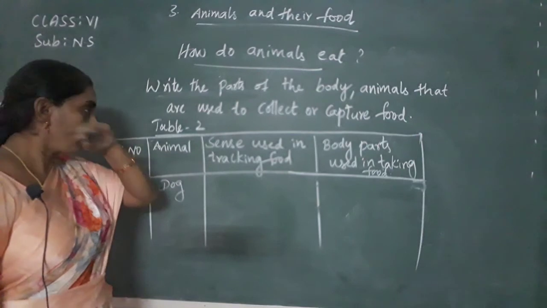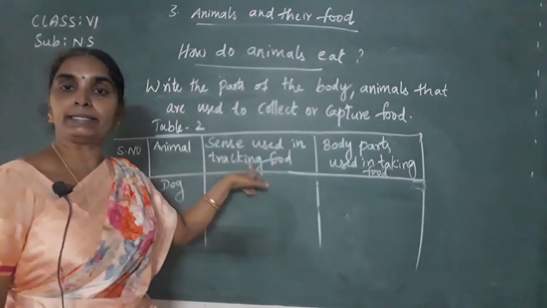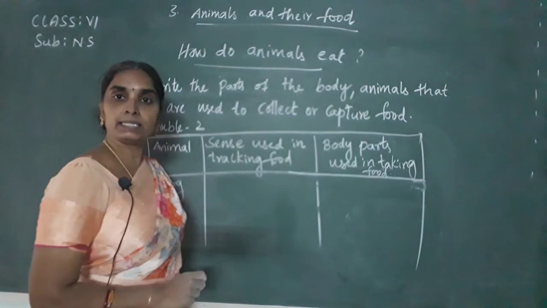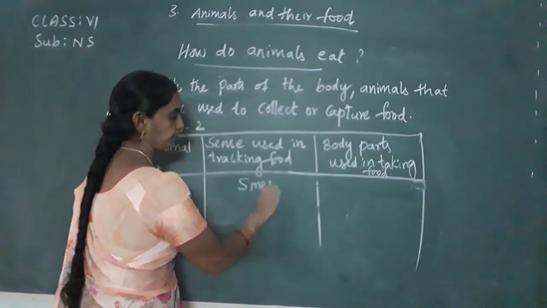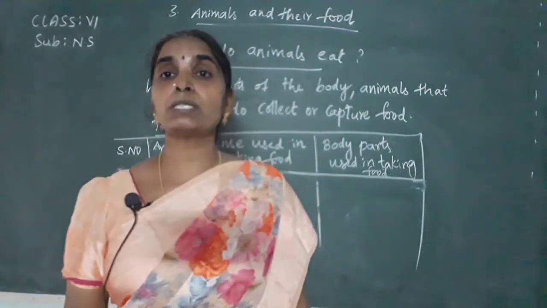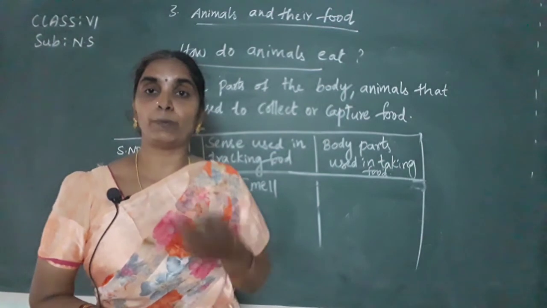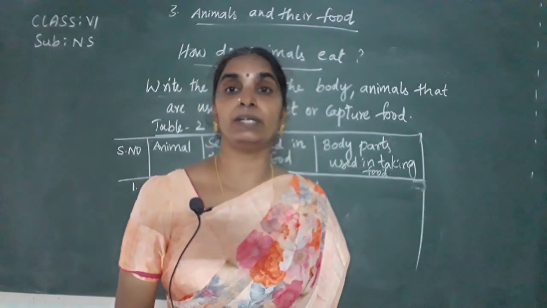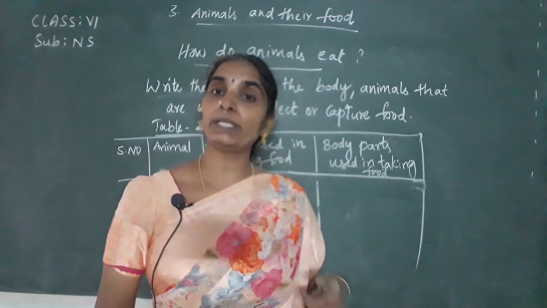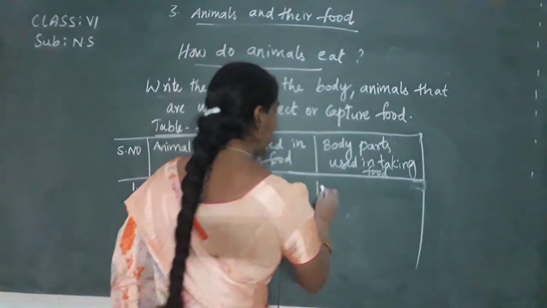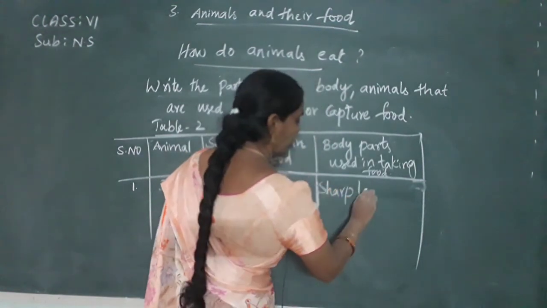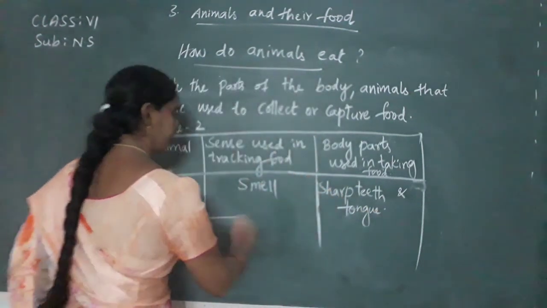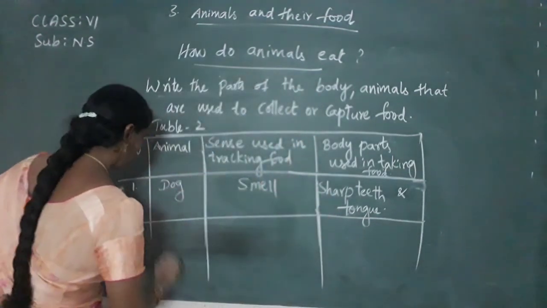First one is dog. What is the sense highly developed in the dog for tracking the food? You have to write it over here. That is the sense of smell. Now, the body parts used in taking the food. Mostly you see dogs taking the food with the help of their tongue, isn't it? The tongue is a body part used by dogs for taking the food, and they tear the flesh with their canine teeth. So you can write teeth and tongue over there. You can see page number 24 in your textbook and complete the table over there.